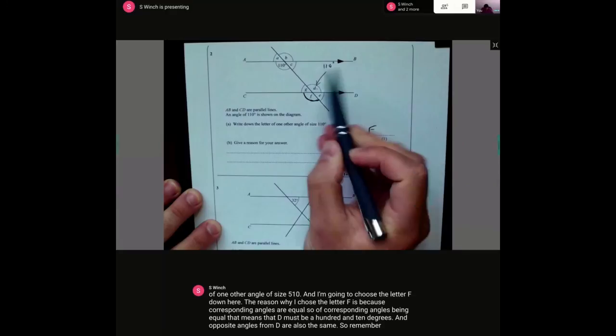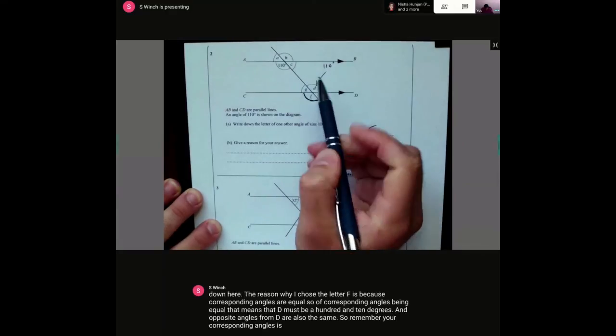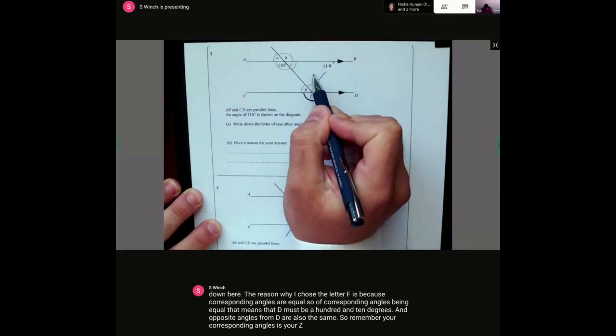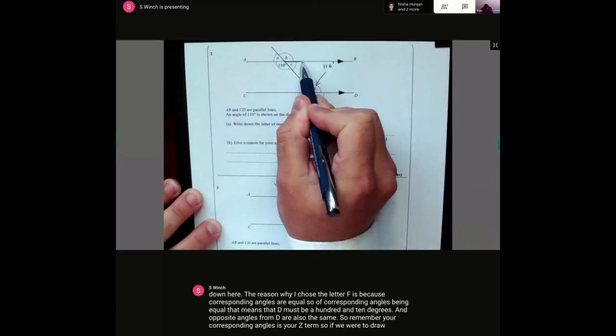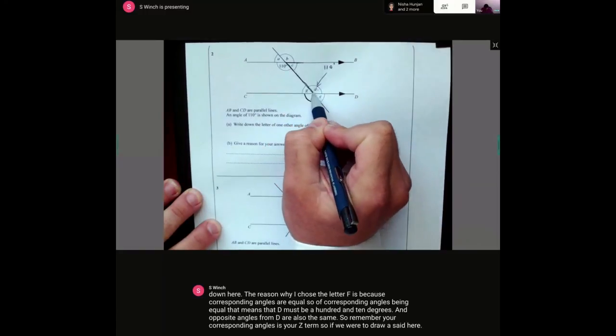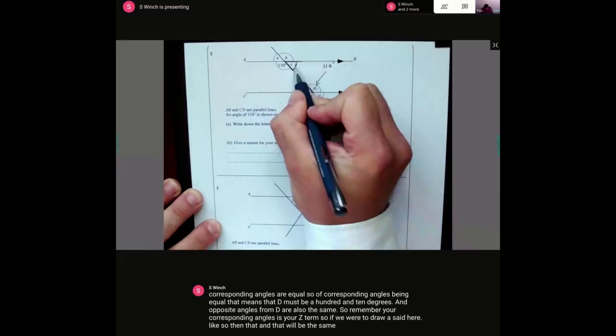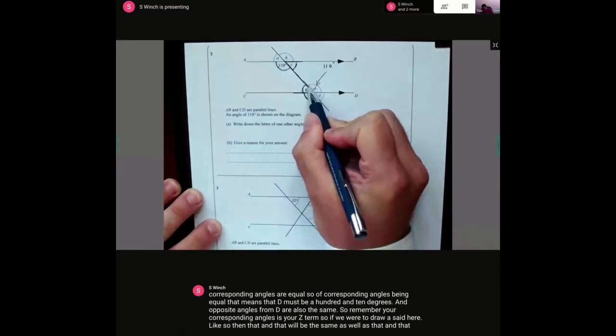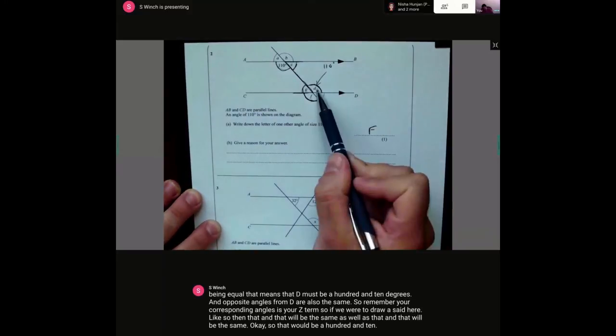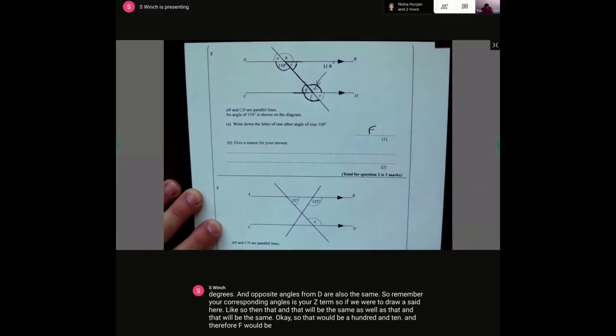So remember, your corresponding angles is your Z term. So if we were to draw a Z here, like so, then that and that would be the same, as well as that and that would be the same. Okay, so that would be 110, and therefore F would be 110 also, because it's an opposite angle.